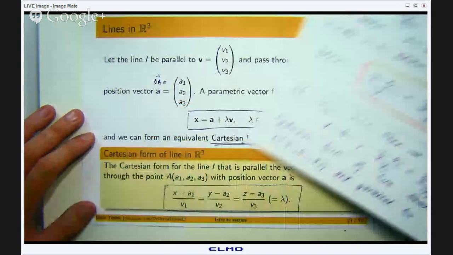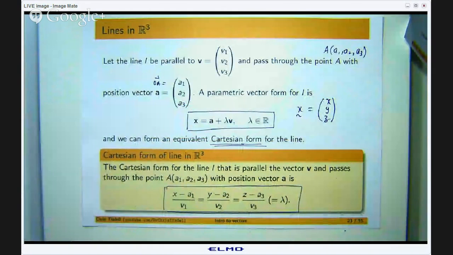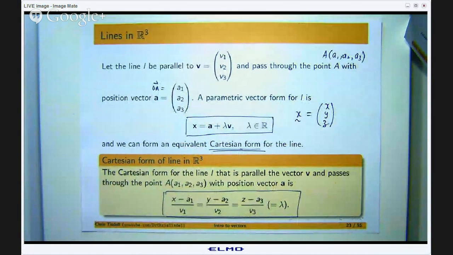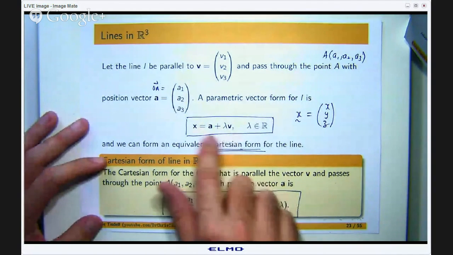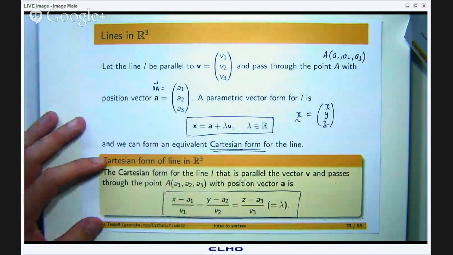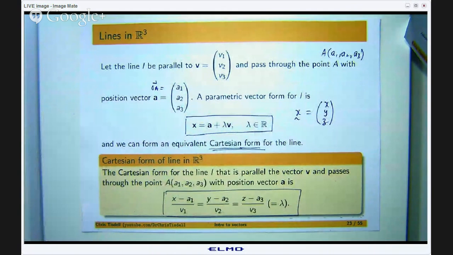Okay, so why would you want to have two forms of expressing one line? Well, sometimes this form is easier to work with, and sometimes this form is easier to work with. In the examples that I'm going to show you in forthcoming videos, it'll be clear that sometimes this is easier to work with, and other times this is easier to work with. So that's a very brief discussion about using vectors and parameterizations to describe lines in three-dimensional space.